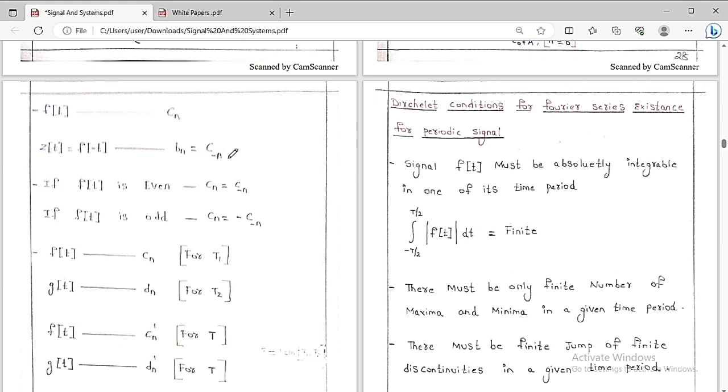So B1 is nothing but C of minus 1, B2 is nothing but C of minus 2. This is what I am trying to tell you. For f of t, the Fourier series coefficient is Cn, so f of minus t will have the Fourier series coefficient C of minus n.